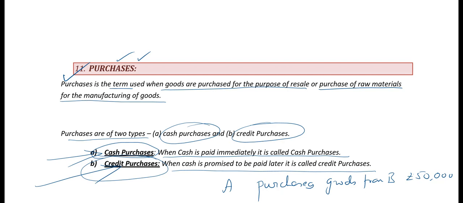So what is purchases? It is a term which is used when goods are purchased for the purpose of resale. Remember, when assets are purchased for the purpose of use in business, we do not use the term purchases. We can also use the term purchases when we purchase raw material to be used in future for the manufacturing of goods.